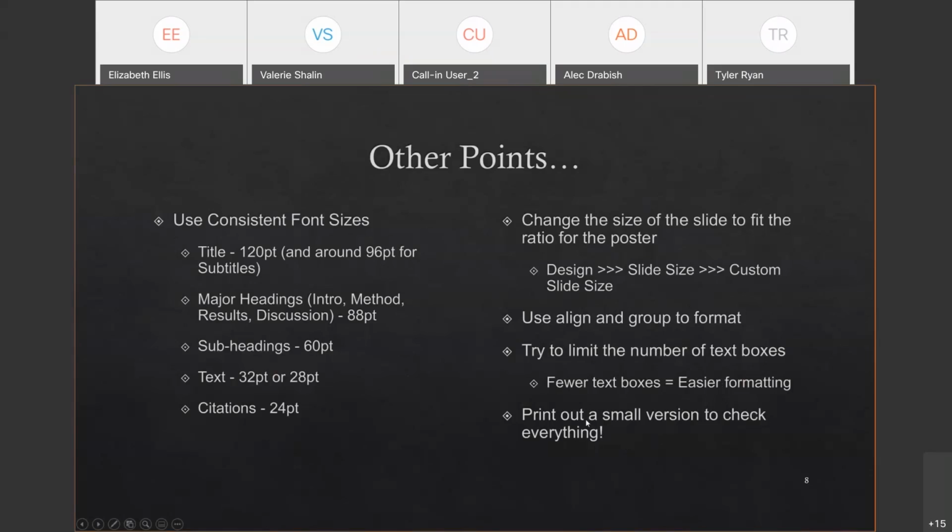And then we talk about printing out a handout, but also print out a small version to check everything. So if you get your poster done and you're like, okay, does this look good? You can print out an 8.5 by 11, probably in black and white or grayscale so you don't waste all your ink. But print it out, hold it like a foot from you or so and say, okay, does this look even, balanced? Does it flow well? All that good stuff.